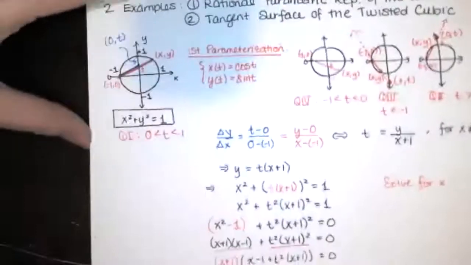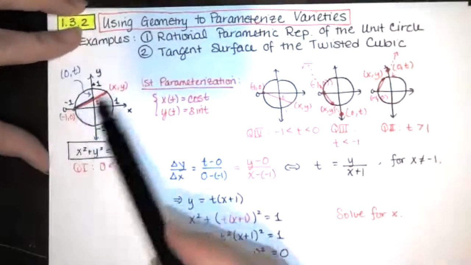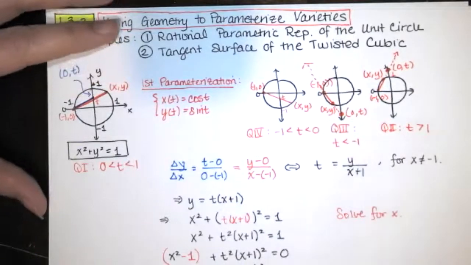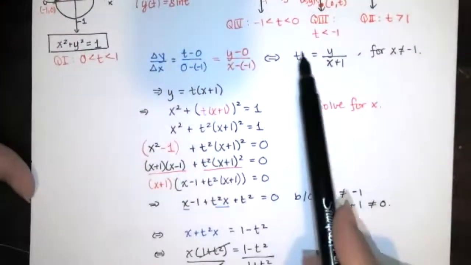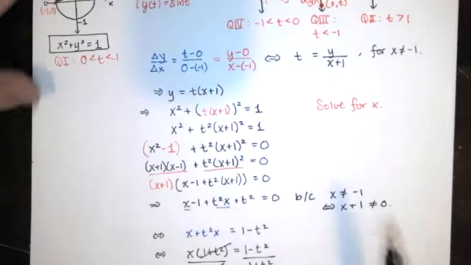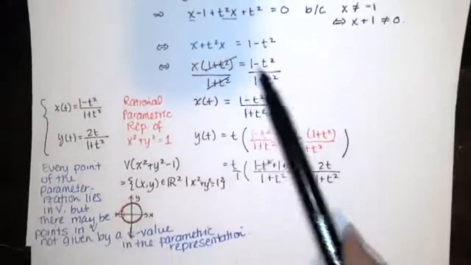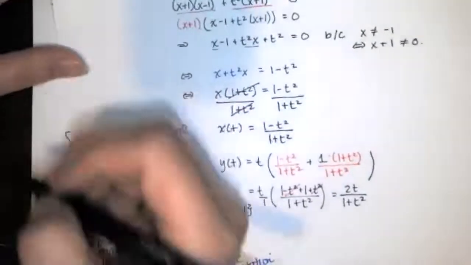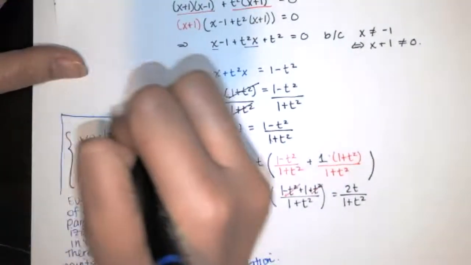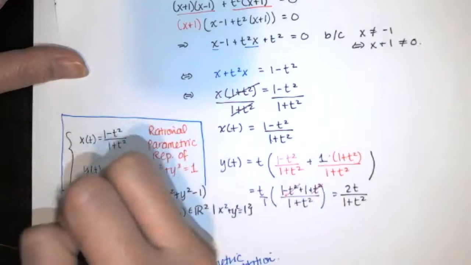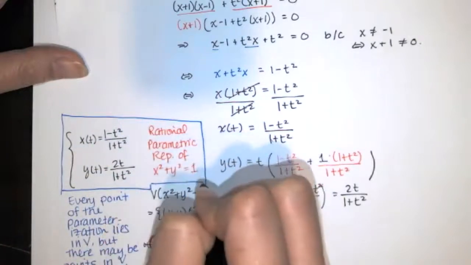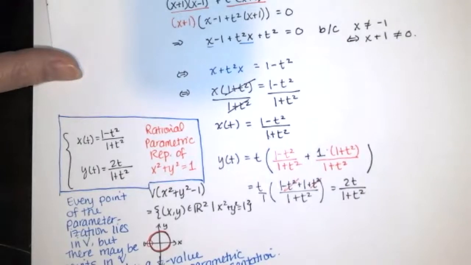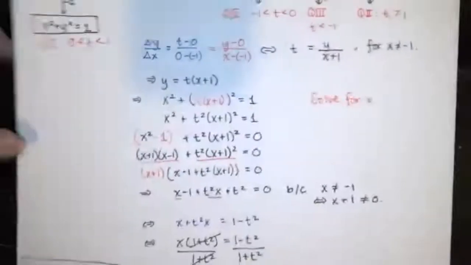And it was clever. Someone said, let's take a chord like this, set the slopes equal to each other. That gives us a relationship between x, y, and t. And then let's make a substitution and solve for x. And then once we solve for x, we can easily solve for y. And then we have this rational parametric representation, which might be particularly useful because of the properties of that field of rational functions.